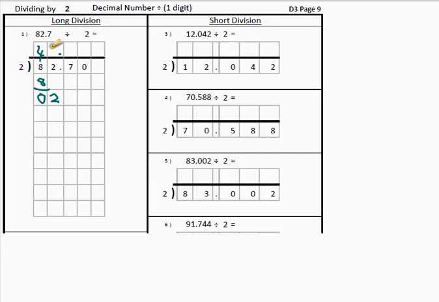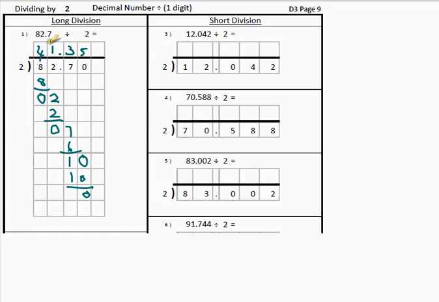2 goes into 1. 1 times 2, 2. 2 take away 2 is 0. My remainder is 0. I bring down the 7. 2 goes in 7 how many times? 3. 3 times 2, 6. Okay, now I take away to get my remainder. 7 take away 6 is 1. And I bring down the 0. 2 goes in 10 how many times? 5. 5 times 2 is 10. 10 take away 10 is 0. That is my remainder. And there is nothing to bring down, so I am done.